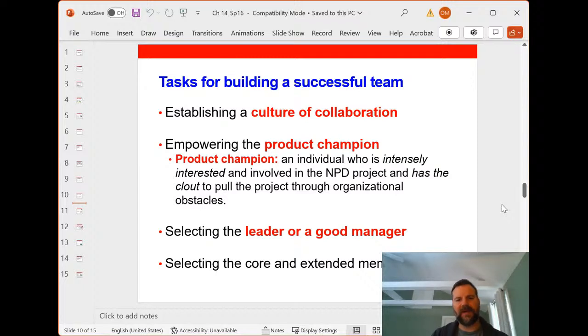So a product champion is actually someone a little bit different than just a manager. This is someone who is very interested in the project. They really want to see it go through, and they have the clout within the company to push it through. So this can actually be a middle manager. It doesn't have to be someone high end, but someone who really is passionate and is going to focus on this new product.